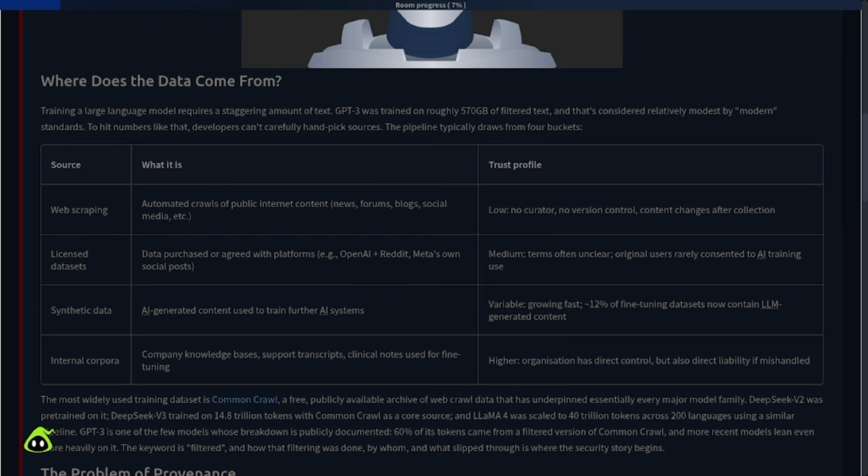There is one source, which is web scraping, the automated crawling of public internet content. Automation means a program that does things on its own for a particular purpose. We write a program that scrapes all the internet information, be it news, forums, blogs, social media, anything, and it's automated. We tell the computer what to do and it does that on its own. The trust profile here is low, since there is no version control, anything could be fed in directly, and we don't have much control over the data. Anything sensitive could be fed in as well.